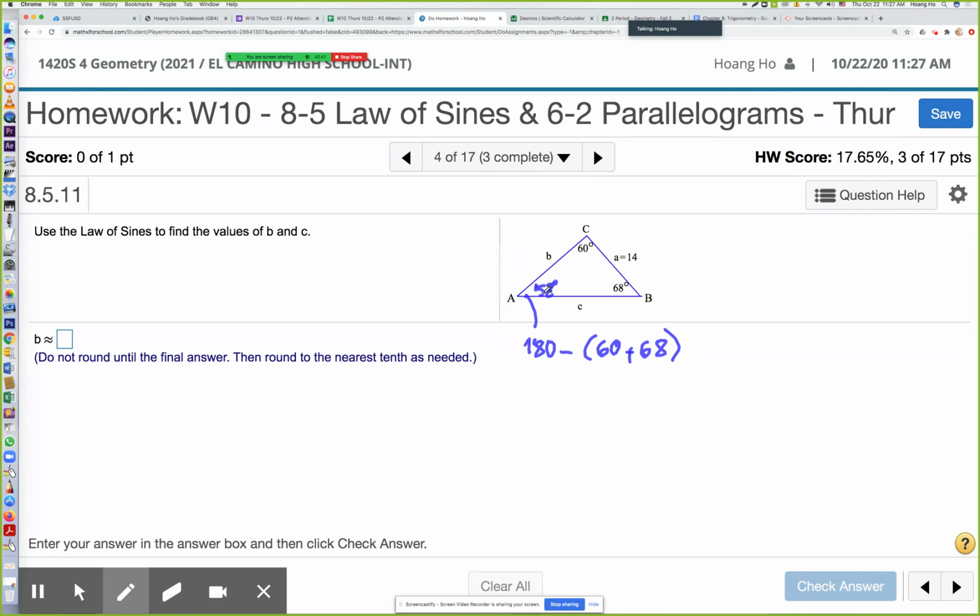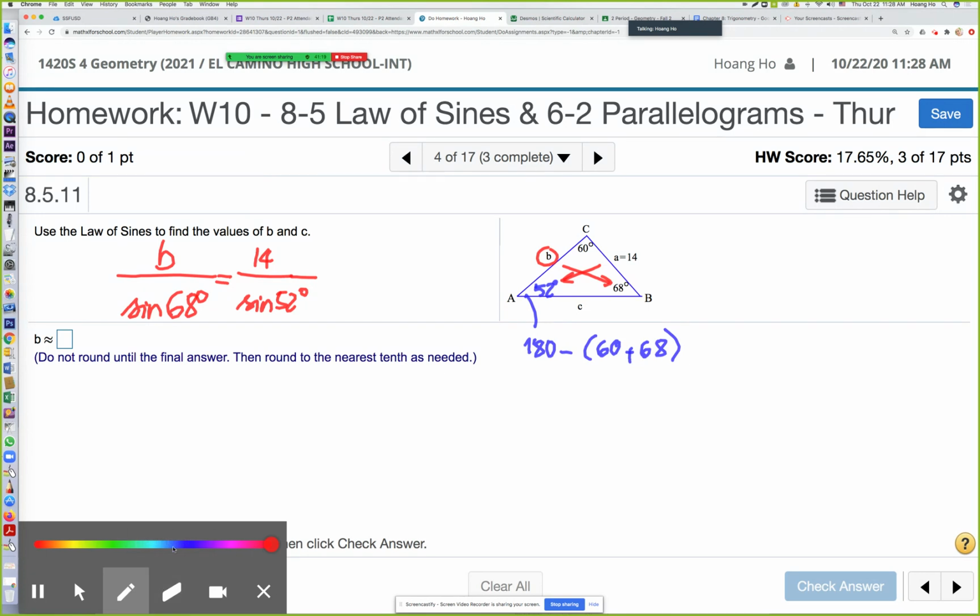You want to find the value of B first. So let's set it up right here. B over sine of the angle opposite B, which is 68 degrees. Now, C you don't know, so I would choose A, which is 14, over the sine of the opposite angle, which is sine of 52 degrees.